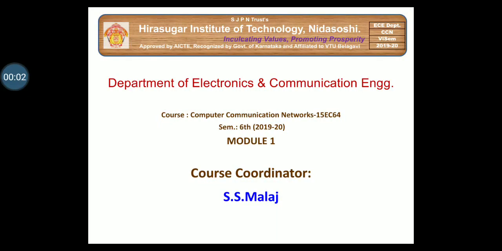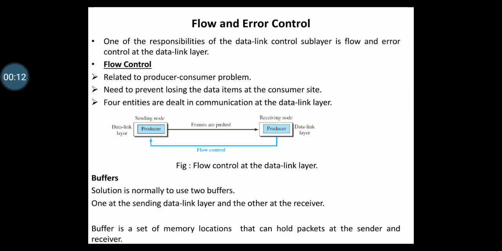Students, in this lecture, we'll discuss Module 1 further part, the flow and error control. Flow and error control will be described briefly after defining them, and then these two issues will be discussed. We have seen that one of the responsibilities of the data link control sublayer is flow and error control at the data link layer. Now we'll discuss flow control.